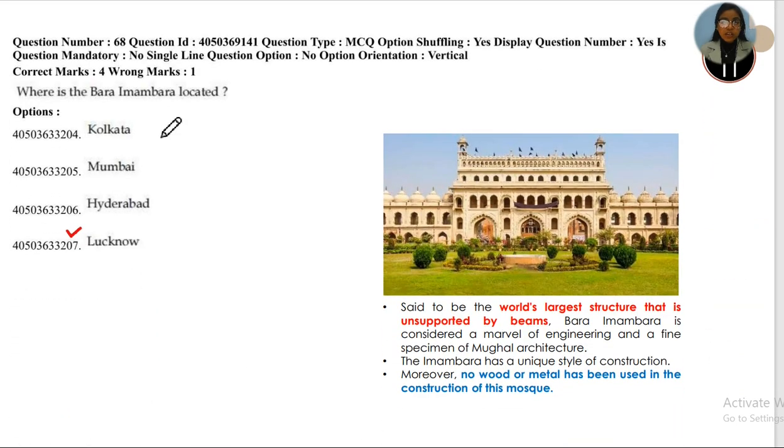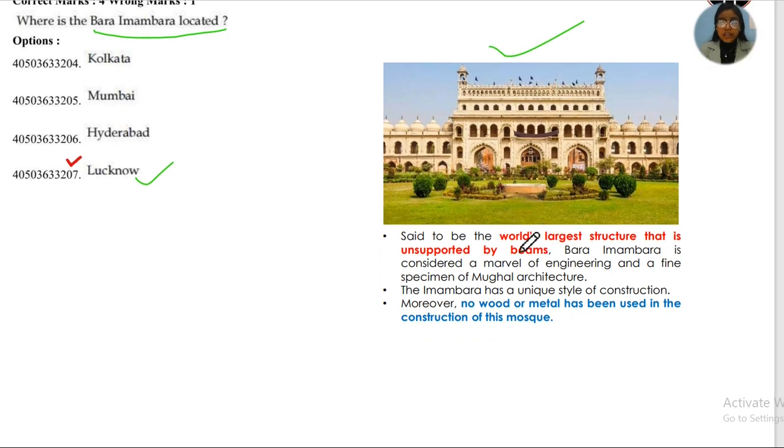Next question is, where is the Bada Imam Bara located? So the Bada Imam Bara is located in Lucknow. This is the image of the Bada Imam Bara building. Also, it is said to be the world's largest structure that is unsupported by beams. Okay, there is no use of beams.